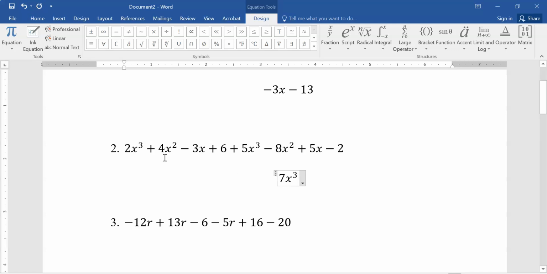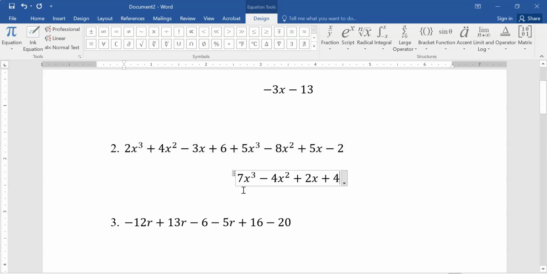Now we move on to the x squareds. We have a 4x squared and a minus 8x squared. 4 minus 8 is negative 4, so negative 4x squareds. I have minus 3x's plus 5x's, so that's plus 2x's. And then I have a regular 6 and a minus 2. 6 minus 2 is 4.